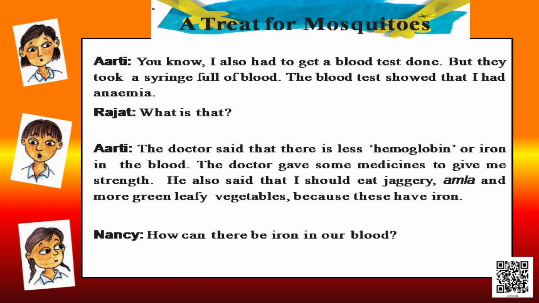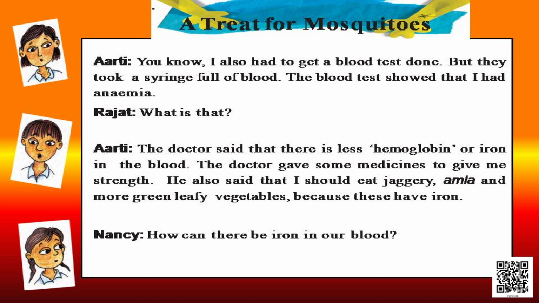And to increase the iron in your blood, we have to take food which is rich in iron content. What were those foods which were suggested to Aarti to get rid of anemia? Those foods were jaggery, amla and more green leafy vegetables. So in that way she could get more iron in her blood.